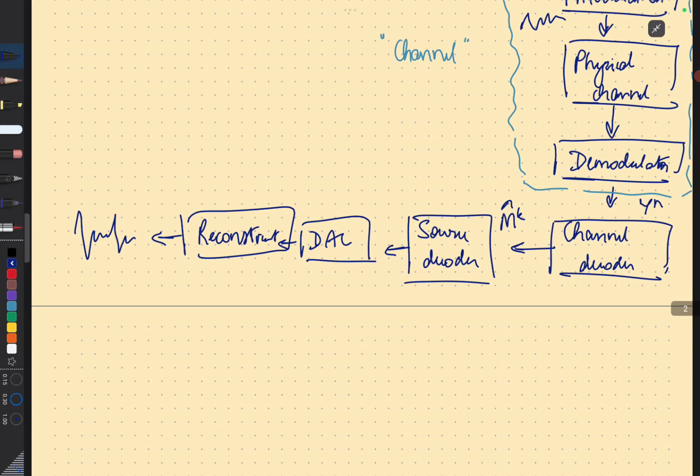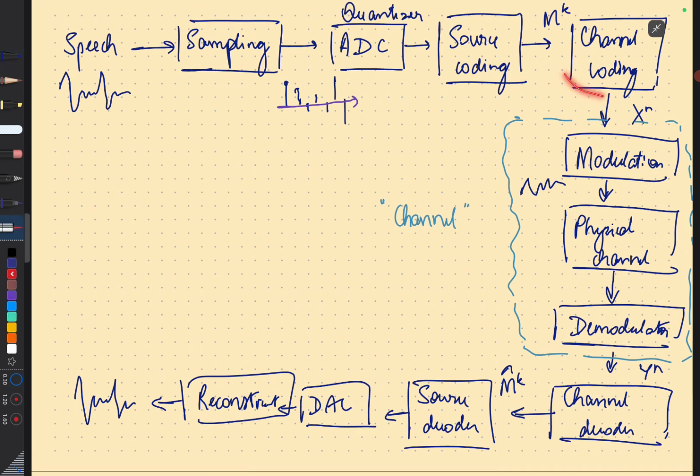But before we try to design these blocks, the most important thing to do is first mathematically model the system. Our goal right now is to design just these two blocks, so everything else is kept fixed. You cannot change or modify any of these blocks, and you are given the task of designing the channel coding and the channel decoding blocks. If we are to design that, let us see what is the input to this block and what is going to be the output of this particular block.